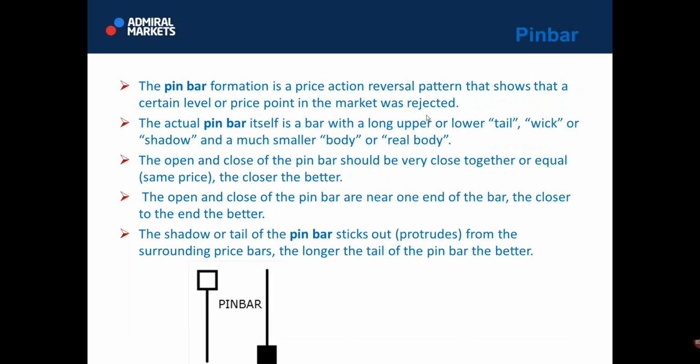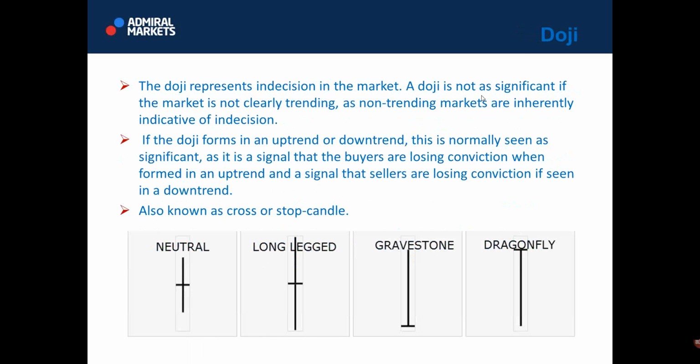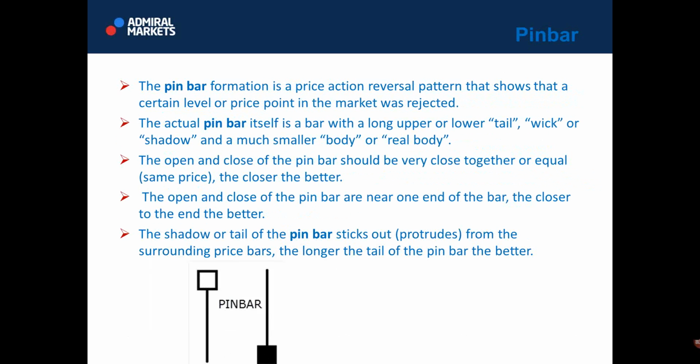And finally, we have a pin bar. Now, look at the difference between this and this. A pin bar has a small body. The pin bar formation is a price action reversal pattern that shows that a certain price level in the market was rejected. The actual pin bar itself is a bar with a long upper or lower tail, wick, shadow, whatever you call it, and a much smaller real body. So what is the body of the candle? This is the body. I've shown you that. And this is basically a pin bar.